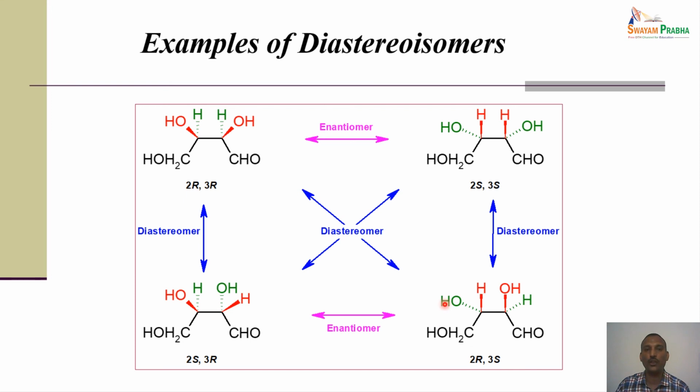So for enantiomer formation, each and every chiral center has to have the opposite configuration. In the case of diastereomers, any one center can have the opposite configuration. And for having diastereomers, we need a minimum of two chiral centers in the molecule, whereas in the case of enantiomers, we can even have enantiomers with a single carbon.